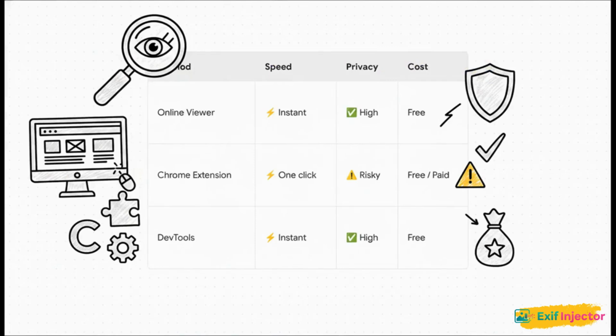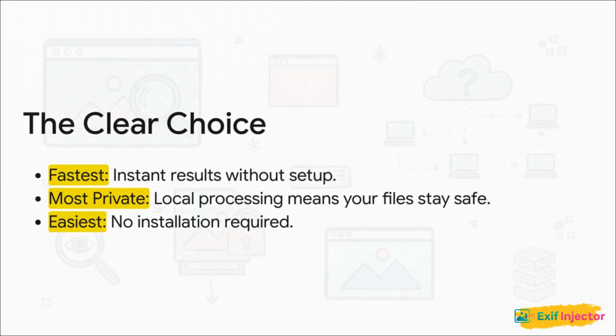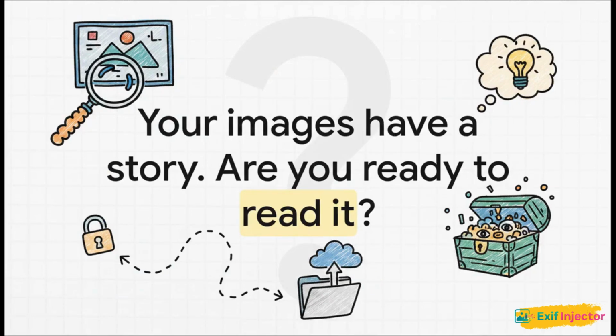So let's break it down. When you compare these methods, one option really stands out. For pretty much everyone, an online viewer is the clear choice. It's fast, private, and super easy. So, every image has a story. Now, you know how to read it.